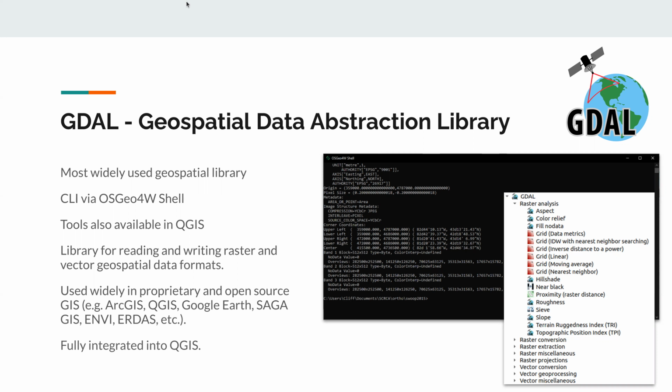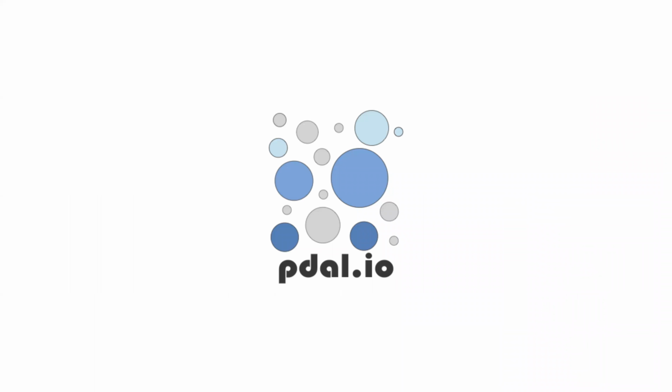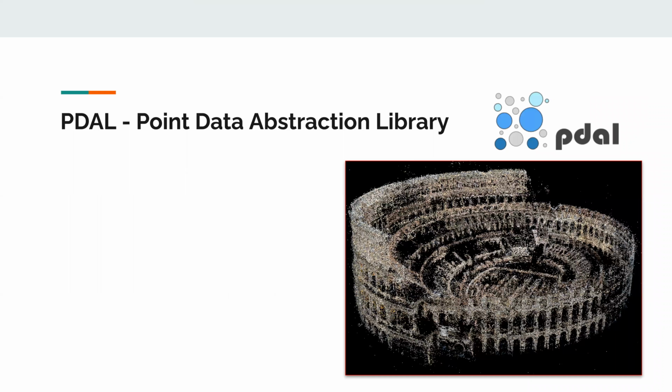So you can see, this is from the processing toolbox. Instead of using the native QGIS tools, you can actually use the GDAL tools within QGIS. PDAL is like GDAL, but for point clouds. It stands for point data abstraction library.